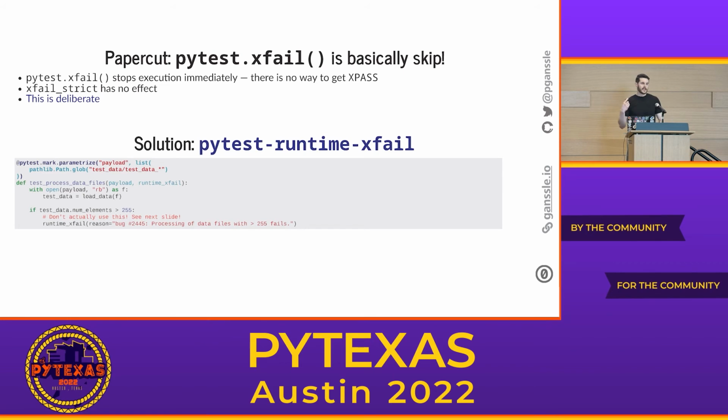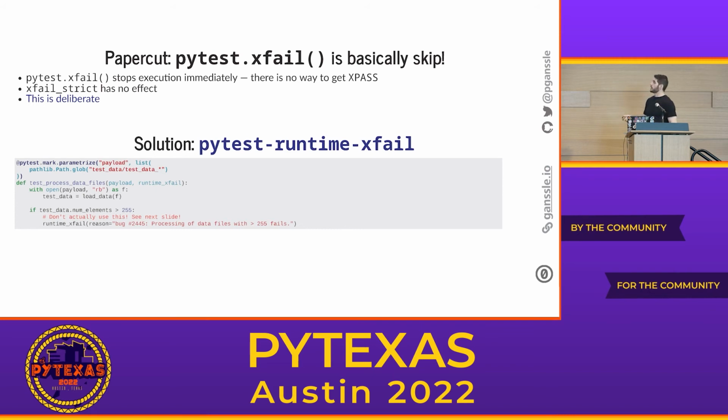But that's much more useful with skip, because the pytest.xfail imperative form has not-great semantics. It basically is a skip. It stops execution immediately. There's no way to get xpass. Xfail strict has no effect.